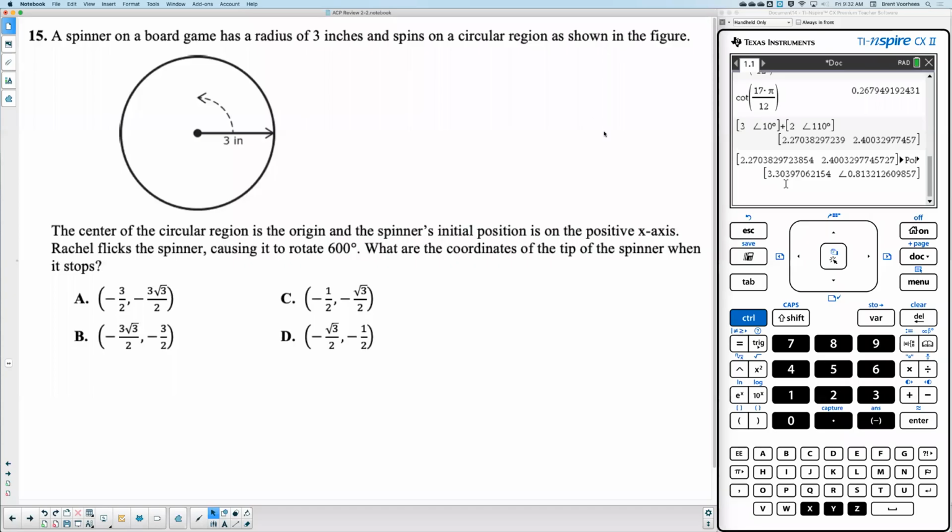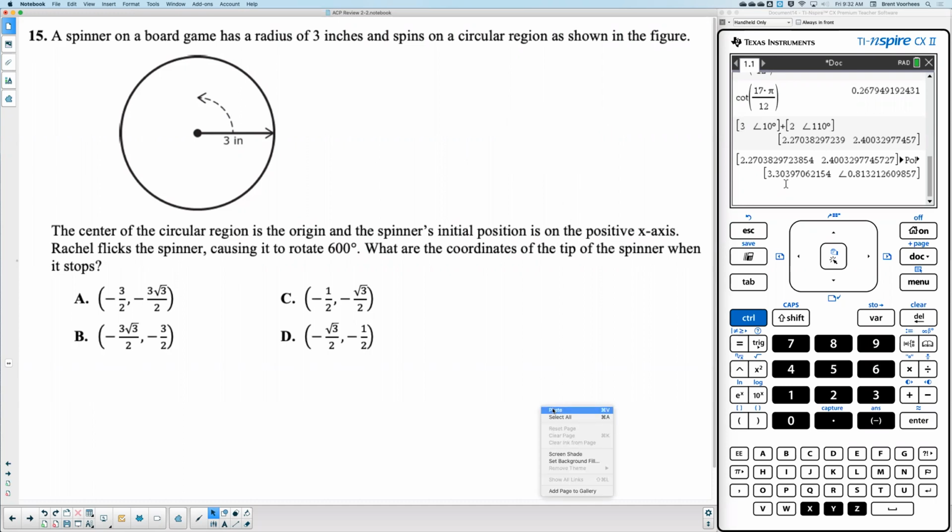Number 15 says a spinner on a board game has a radius of 3 inches and spins a circular region as shown in the figure. The center of the circular region is the origin, and the spinner's initial position is on the positive x-axis. Rachel flicks the spinner, causing it to rotate 600 degrees. What are the coordinates of the tip of the spinner when it stops?